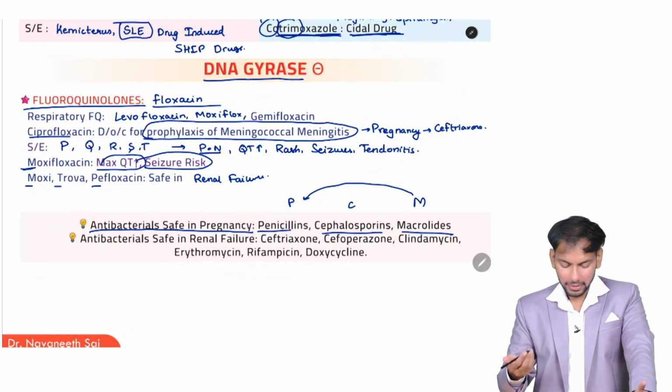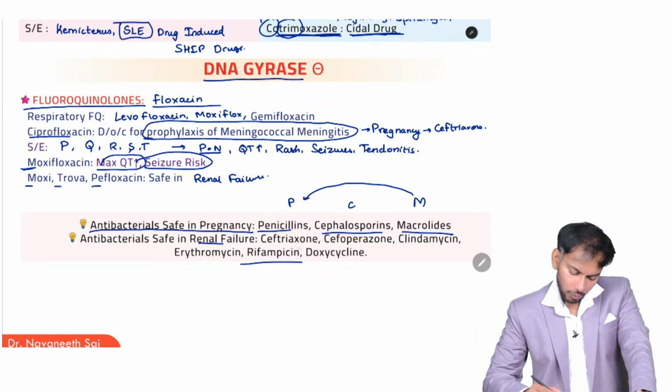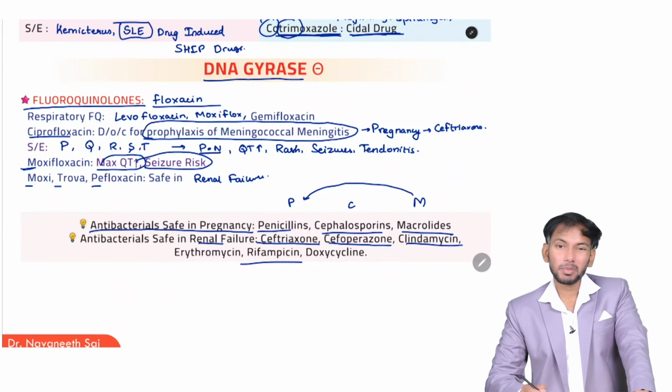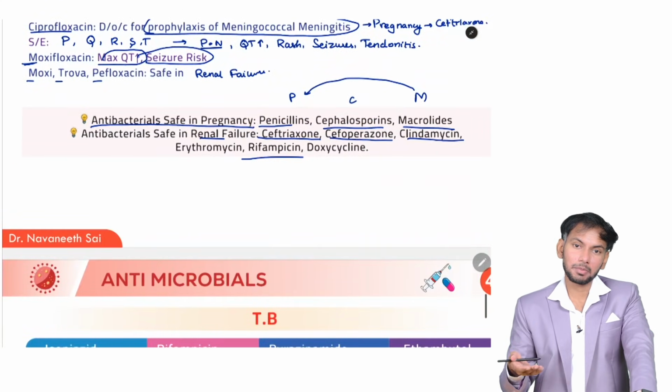What are the antibacterials that are safe in renal failure? All of them I have given. We have discussed two most important ones, ceftriaxone and cefoperazone. Clindamycin also. All of them are secreted through bile. At least remember these three. These are safe in renal failure. Got it? Safe in pregnancy are PCM, penicillins, cephalosporins and macrolides.